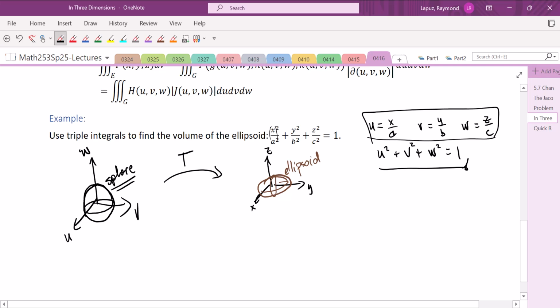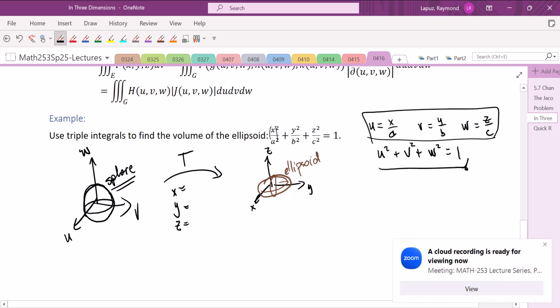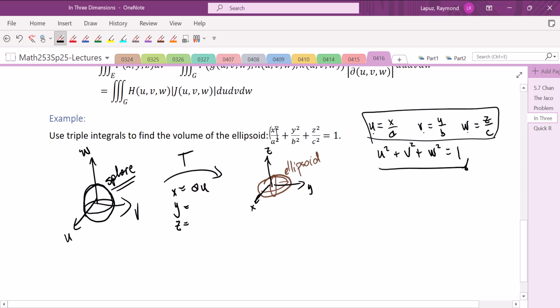Now we want to figure out our transformation, x, y, and z. We don't have that here. We have u, v, and w. So we need to solve for x. So x is equal to a times u, y is equal to b times v, and z is equal to c times w.